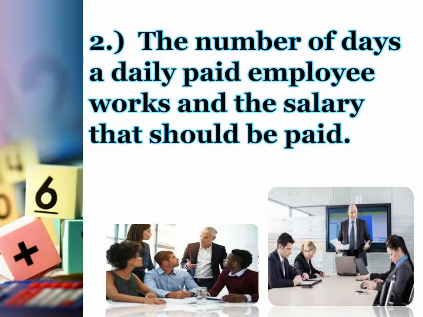Next, the number of days a daily paid employee works and the salary that should be paid. Here the two quantities are the number of days and salary. These are two different quantities. If the number of days is increasing, the salary is also increasing. If the number of days is decreasing, the salary is also decreasing according to a ratio. So this is a direct proportion.